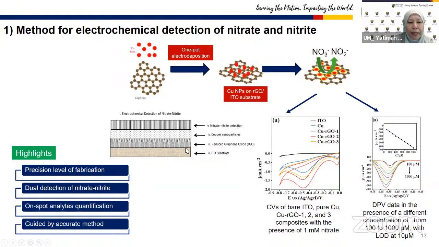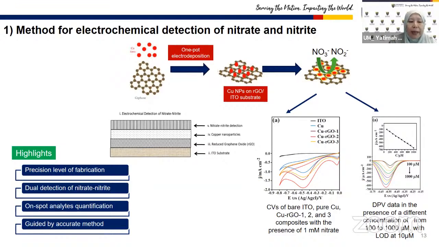And then in this case, we can do a dual detection of nitrate and nitrite. At the same time, the advantage of electrochemical sensors is that they can do on-spot analyte quantification. On-spot, that's why I said it's in-situ measurement. You can just put your analyte and then you can see the reading, the output from there.